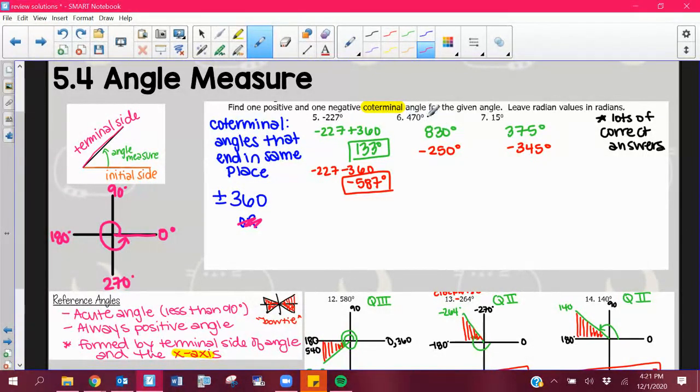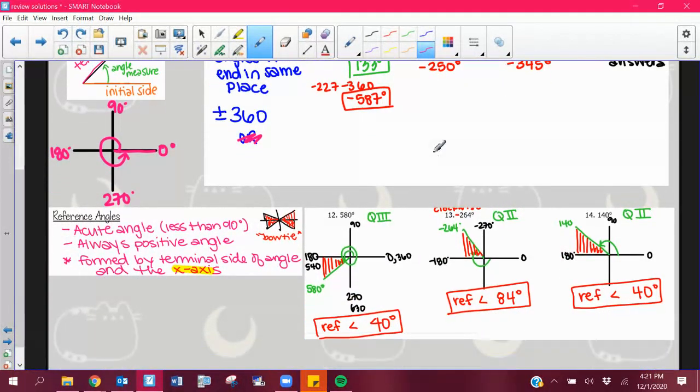And same deal on the second one. However, if I wanted to find a negative for 470, if I subtracted 360, that's not going to give me a negative value. I'd have to subtract 360 again to get the negative value. So again, there are a lot of correct answers for these. A lot of times they'll tell you we want the angles between 0 and 360 or whatever. But all you do to find coterminal is add or subtract a rotation, so a whole 360 degrees.